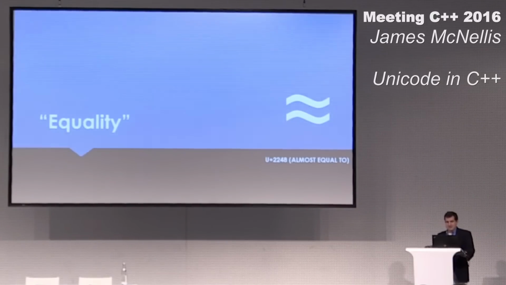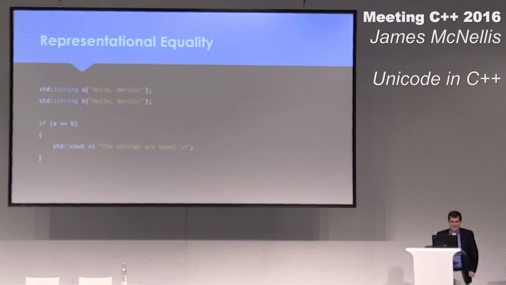Well, if length is complex, how about equality? I mean, equality can't be that hard. So what is equality? If we have 2 strings that just contain ASCII, we can think about representational equality, which is generally what we mean, and it's what the equals equals operator does for std::string. So here we have A and B. They clearly have the same contents. If we ask, is A equal to B, then yes, they contain the same text.